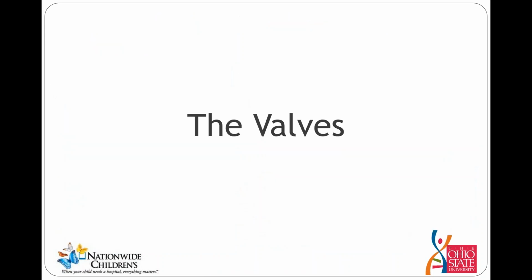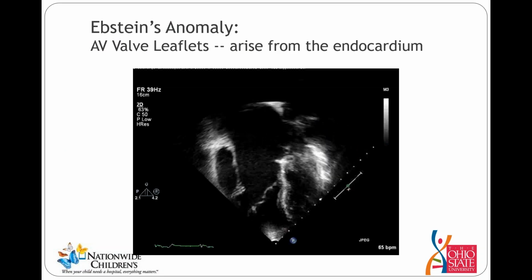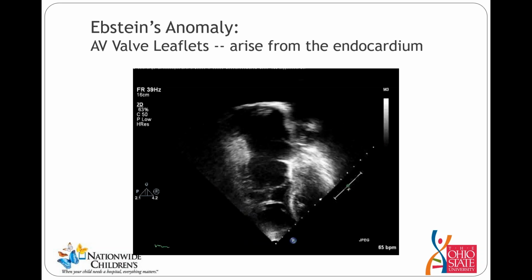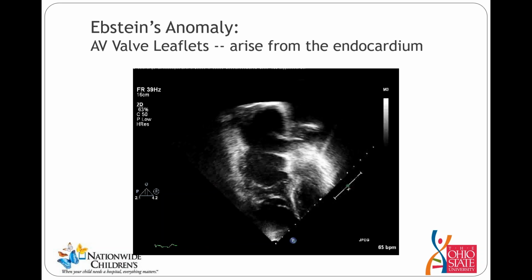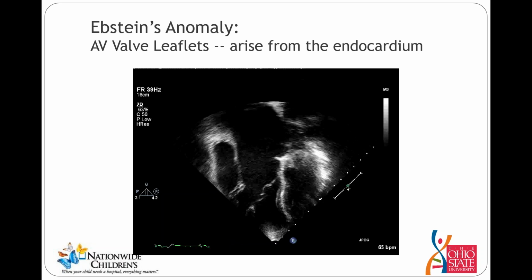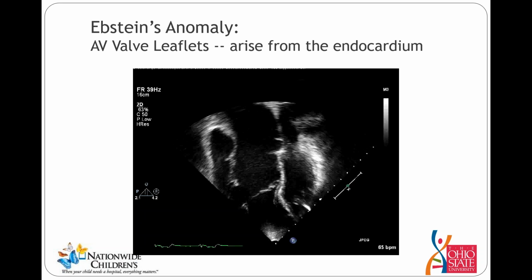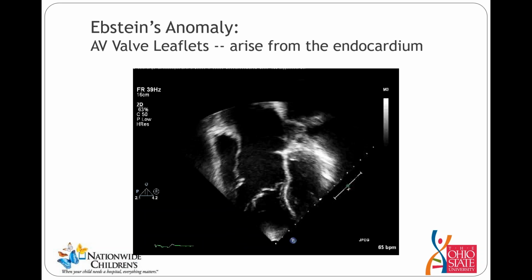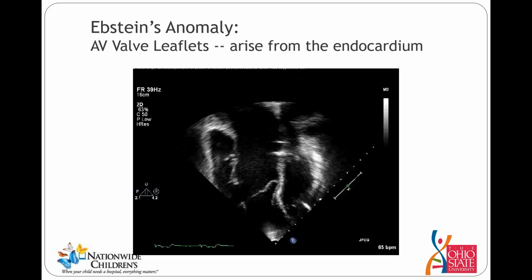So valves. Ebstein's anomaly, if I tell you that the AV valve leaflets arise from endocardium, it should totally make sense to you because you've seen Ebstein's. And so if you look at that tricuspid valve, you can completely imagine that that cell line, that apoptosis line that is supposed to happen between the endocardium or on that top layer of endocardium, such that the leaflets can separate from the myocardium and then float up to the annulus ring, it didn't happen. And so it looks partially stuck.